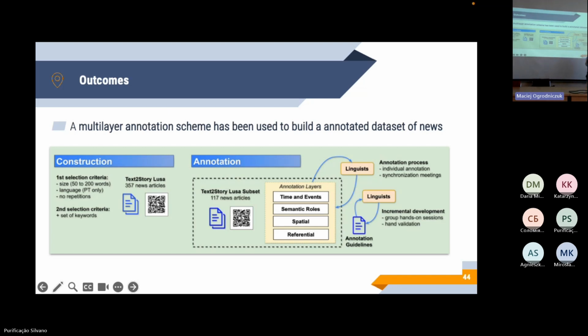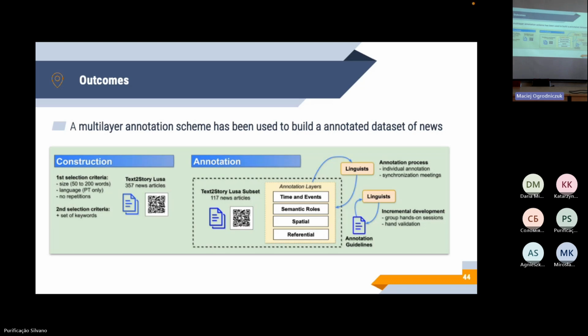So we gave them some keywords for them to give us the kind of text that we wanted to work. So now we have Text2Story Lusa with 357 news articles. Until now, we have been able to annotate 117 news articles, fully annotated with the scheme that I just showed you. And these have been validated.